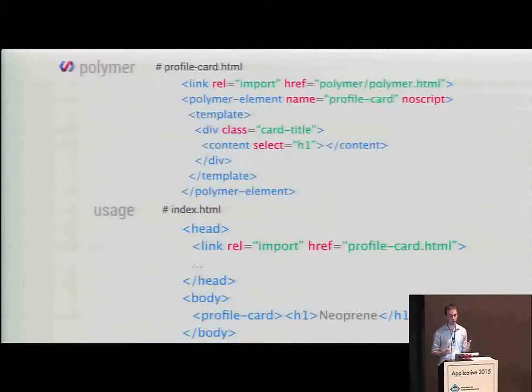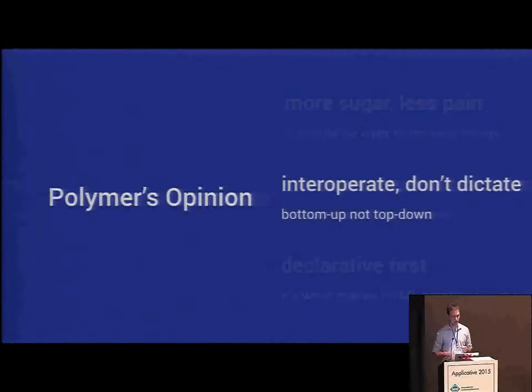So if you want to then just use it on the page, all you need to do is say link rel equals import the specific element that I want, and you can immediately use it. It'll manage its dependencies for you. You don't have to have that big boilerplate bootstrap style block of imports just to use a single element. So that was the first piece of Polymer's opinion, more sugar, less pain.